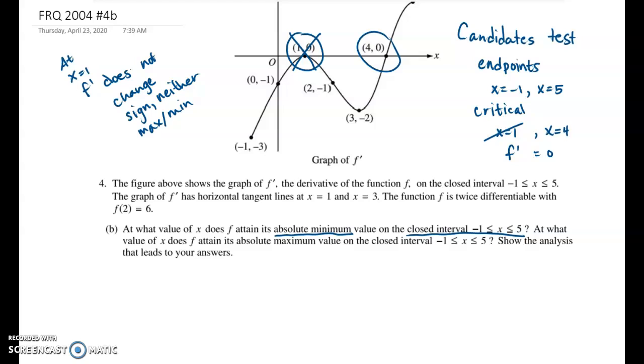But I am going to look at the other candidates. So my x coordinates, and I'm actually going to give myself a little more space here because I know I'm going to need it. I've got my x coordinates, and then I need to know my f of x value. The candidates that I'm looking at are -1, 4, and 5.